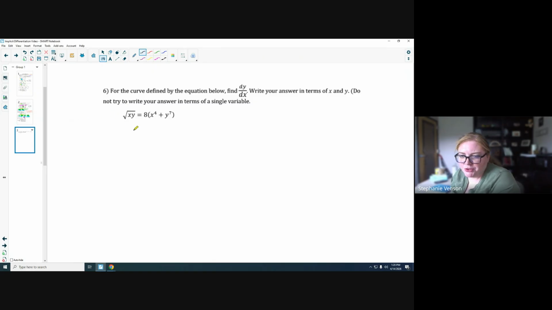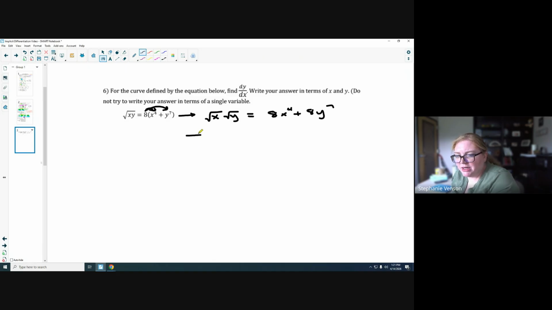Okay, so here's how I would do this. I think I would first rewrite it. So instead of square root of xy, I think I would write that as the square root of x times the square root of y, or even just square root of x, square root of y. Maybe that's easier to see. Okay, so square root of x, square root of y. Now on this right-hand side, I would at least distribute the 8 in. So 8x to the 4th plus 8y to the 7th.